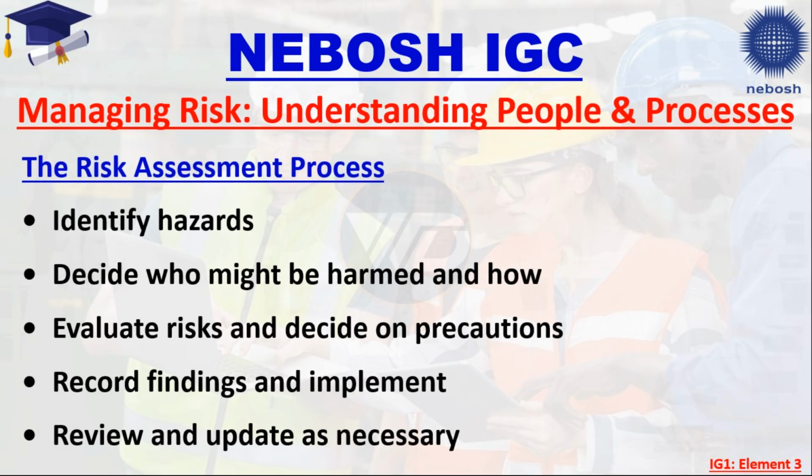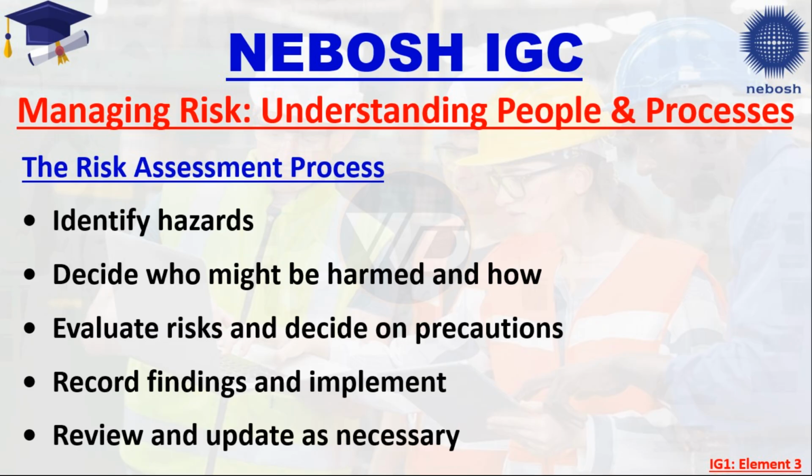4. The risk assessment process. The risk assessment process has 5 main steps. Step 1. Identify hazards. Walk through the workplace, talk to staff, review records, and think about unusual situations such as maintenance or emergencies. Step 2. Decide who might be harmed and how. Think beyond employees to include contractors, visitors, and members of the public.